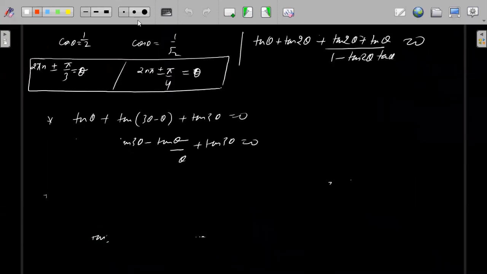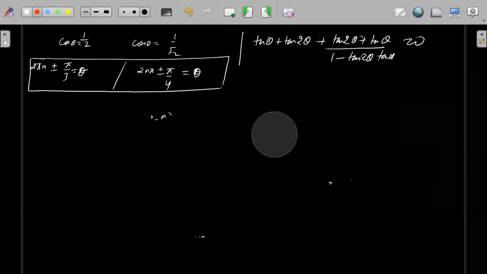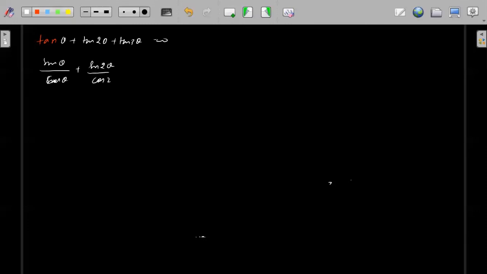Let's see this one also. Let's try once again. For 2 minutes, I will try once again. I'll try to convert into sine theta. So we have tan theta plus tan 2 theta plus tan 3 theta equal to 0. So I'll try, let's see, sin theta upon cos theta plus sin 2 theta upon cos 2 theta plus sin 3 theta upon cos 3 theta is equal to 0.